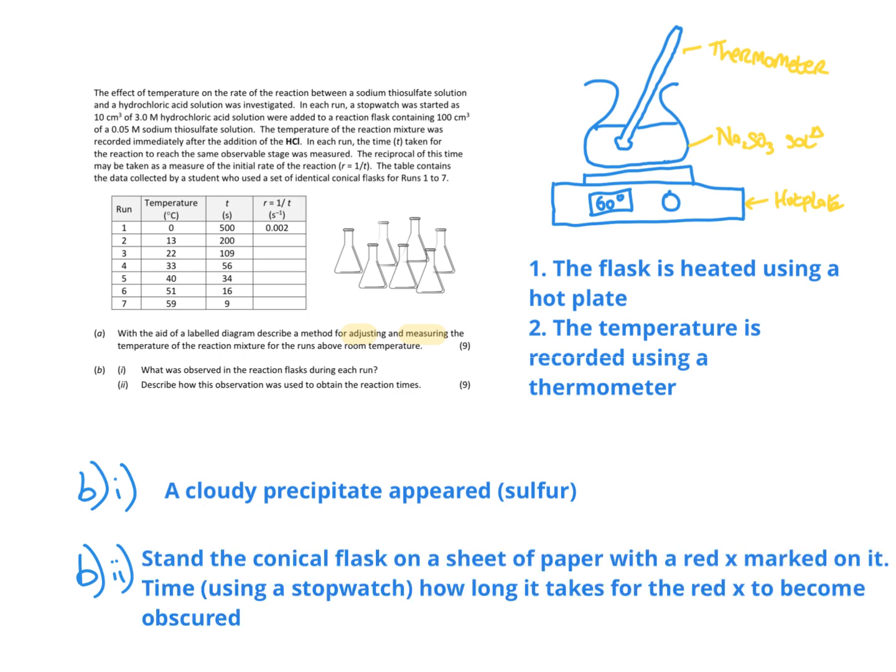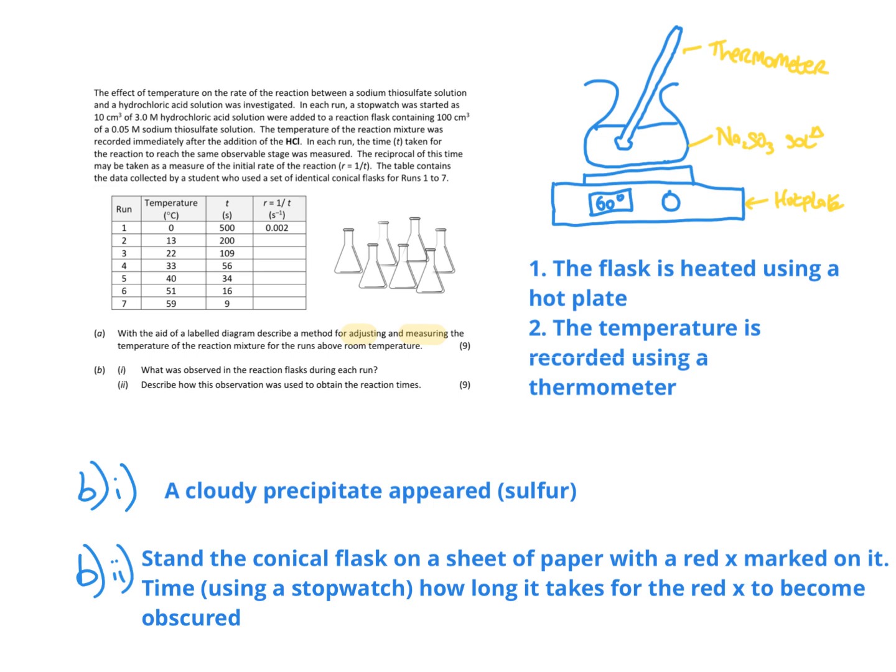So what you do is you stand the conical flask on a sheet of paper with a red X marked on it. You add your hydrochloric acid, and then using a stopwatch you time how long it takes for the red X to become completely obscured. So that's your answers to part A and part B.